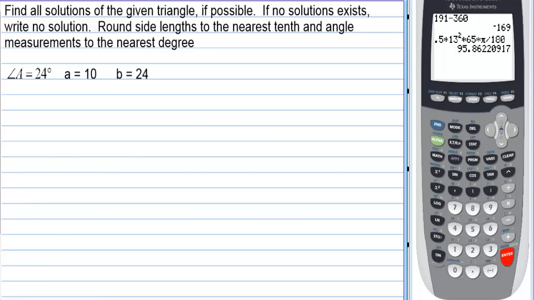Find all solutions of the given triangle if possible. If no solution exists, write no solution. Round side lengths to the nearest tenth and angle measures to the nearest degree. So what I do is I usually put the given angle down on the bottom left here. This is the 24 degrees. The opposite side is going to be the A, which the given is 10. Now if I call this angle down here B, then this must be 24 over here.